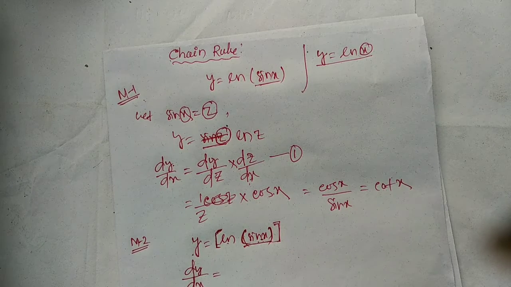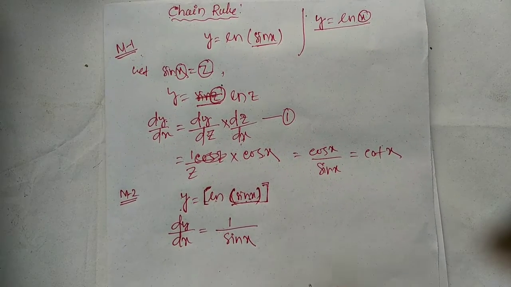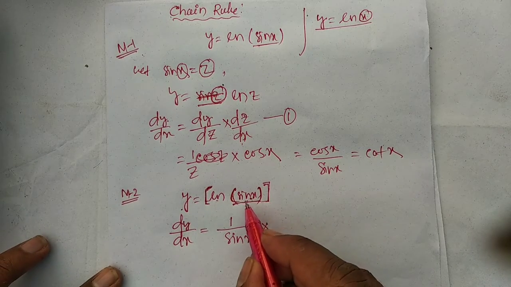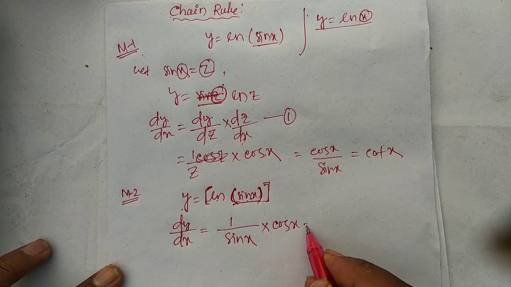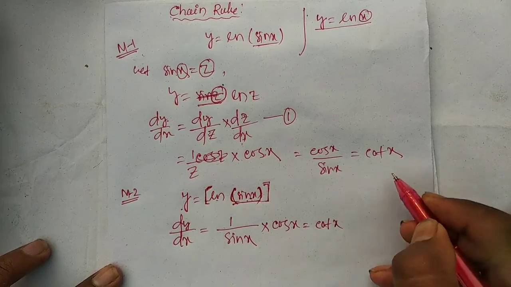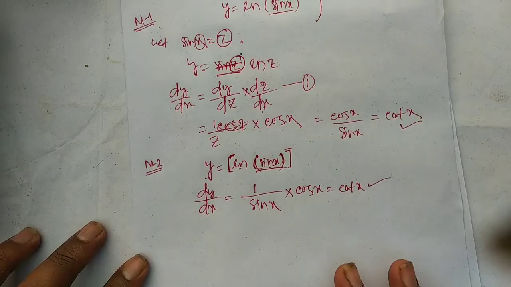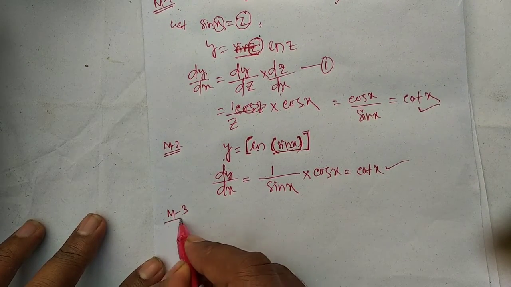If it is ln x with respect to x, what is our formula? 1 by x. So accordingly here it will be 1 by sin x, into the derivative of the small bracket with respect to x. So the small bracket means sin x, with respect to x its value will be cos x. So the answer is cot x. Getting it? Here also cot x, here also cot x. You can find which method is suitable. Let's do it in one more method, method 3.